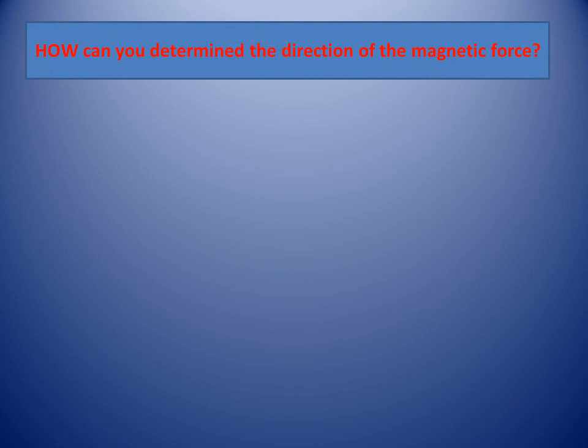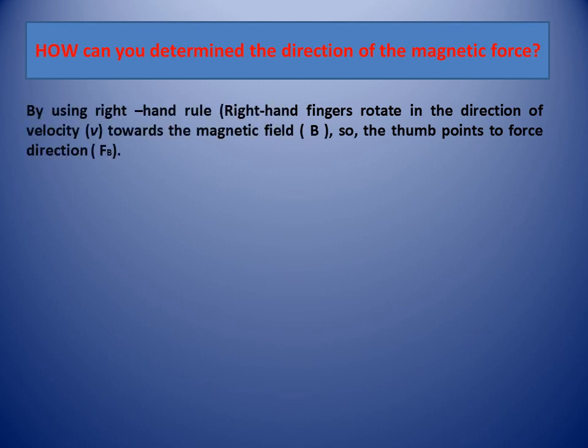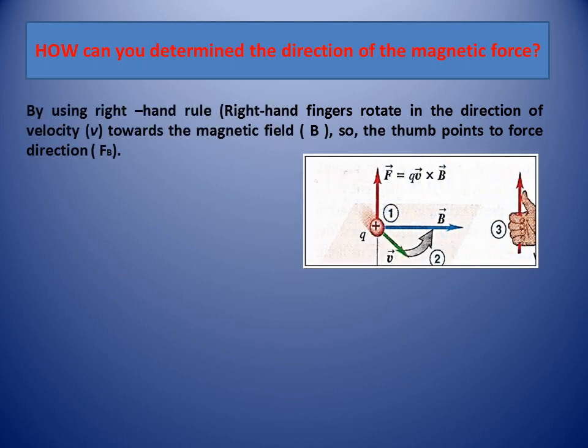How can you determine the direction of the magnetic force? By using the right-hand rule. The right-hand rule: the right-hand fingers rotate in the direction of velocity towards the magnetic field, so the thumb represents the direction of the magnetic force.